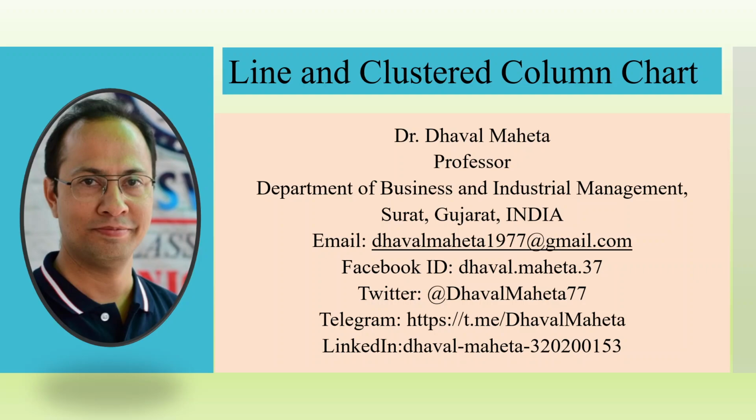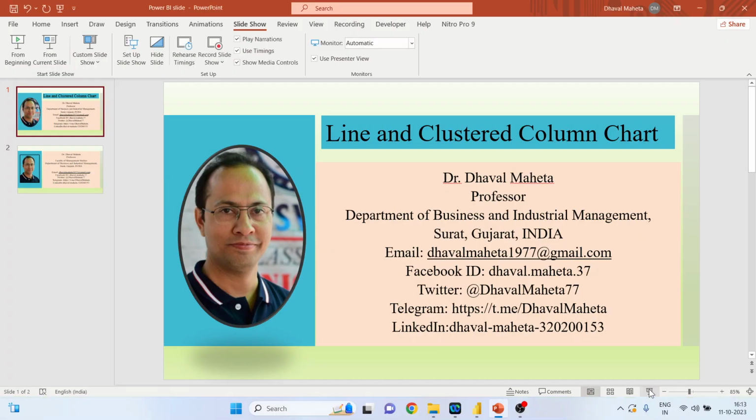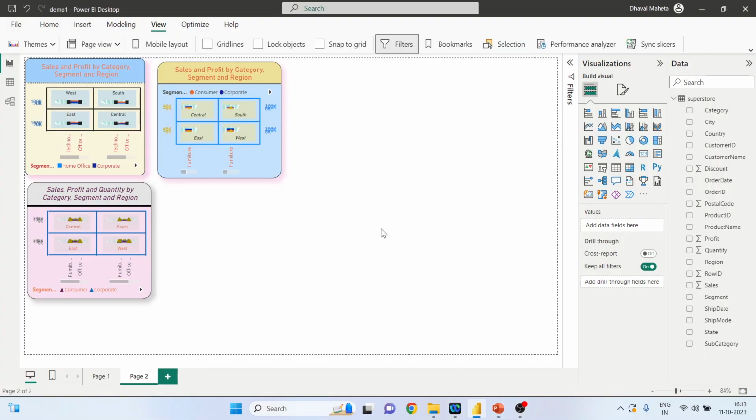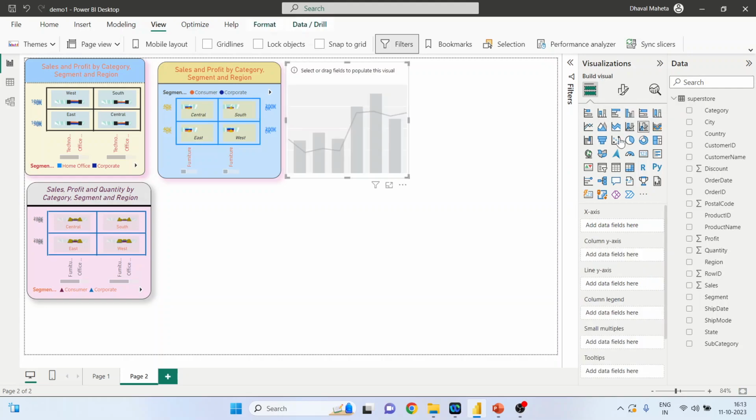This is Dr. Dhaval Maheta, and today we are going to discuss how to create line and clustered column chart in Power BI. So for this, we will go in Power BI. To create any new chart in Power BI, make sure that you click on the white portion of this canvas. Now, activate the line and clustered column chart.